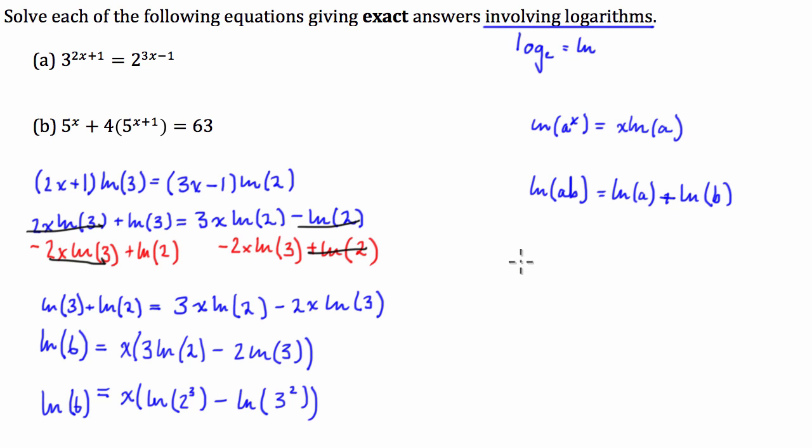Now the next log law we've got is ln of a divided by b is equal to ln of a minus ln of b. So we're going to use that log law on this. So we know that 2 cubed is 8, and we know that 3 squared is 9. So this is going to be ln of 8 divided by 9. So let's just move ourselves over.